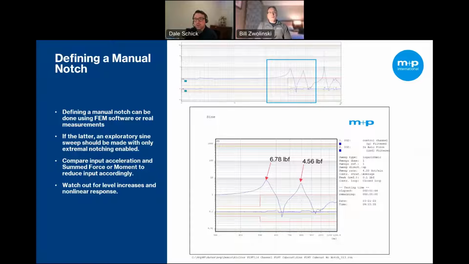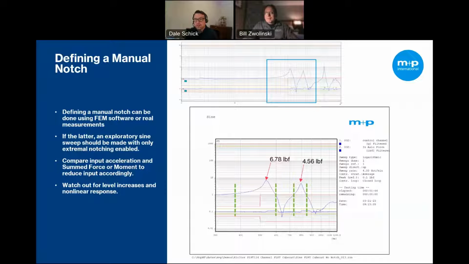Defining the notch requires careful analysis of the system response. In our example specimen behind me, we have made a low-level sine sweep to determine the forces that would occur at higher level tests. A properly designed manual notch should somewhat follow the slope of the response Q factor, which you can see here on the first and second mode.